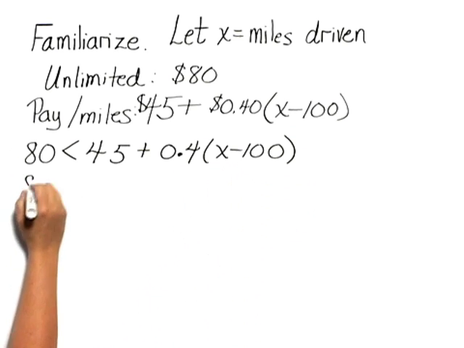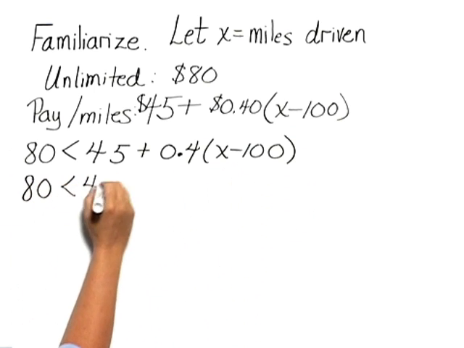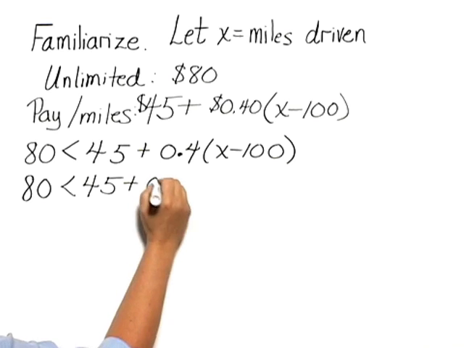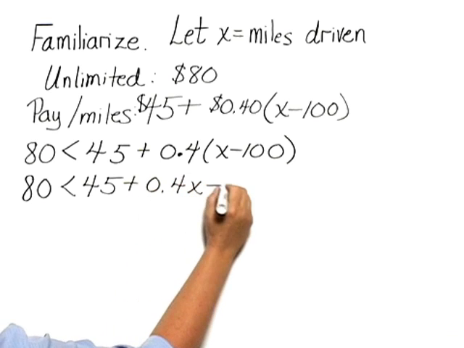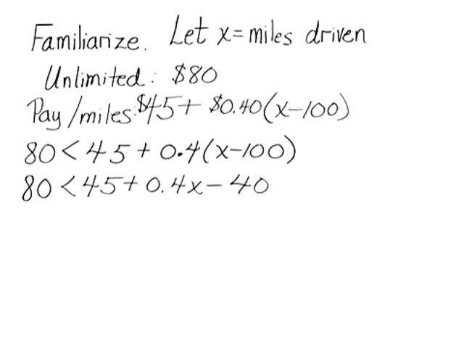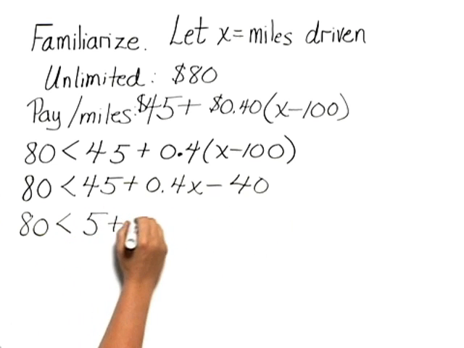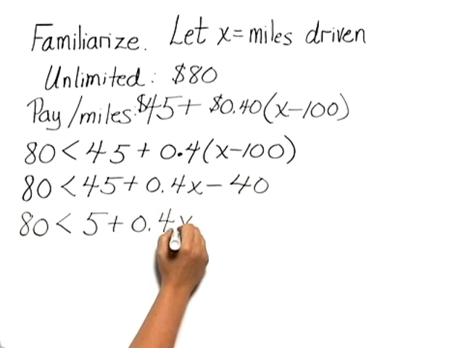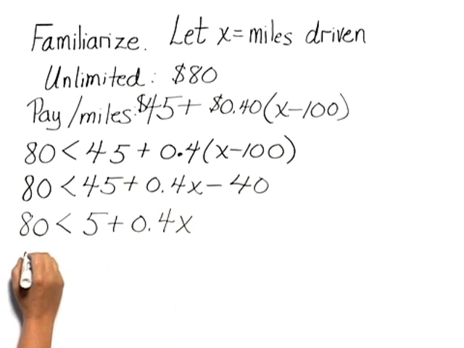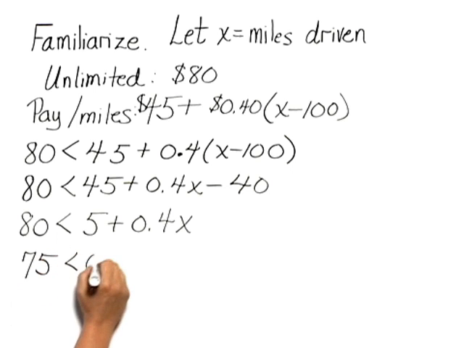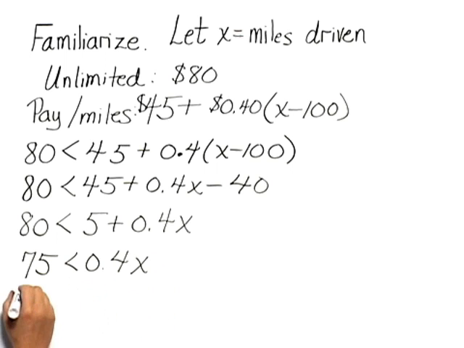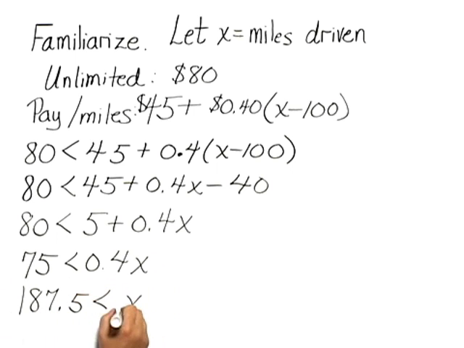Let's solve. We have 80 is less than 45 plus 0.4x minus 40. And we can combine terms. That gives us 80 is less than 45 minus 40 is 5, plus 0.4x. Subtracting 5 from both sides, we have 75 is less than 0.4x. And dividing both sides by 0.4, we would have 187.5 is less than x.